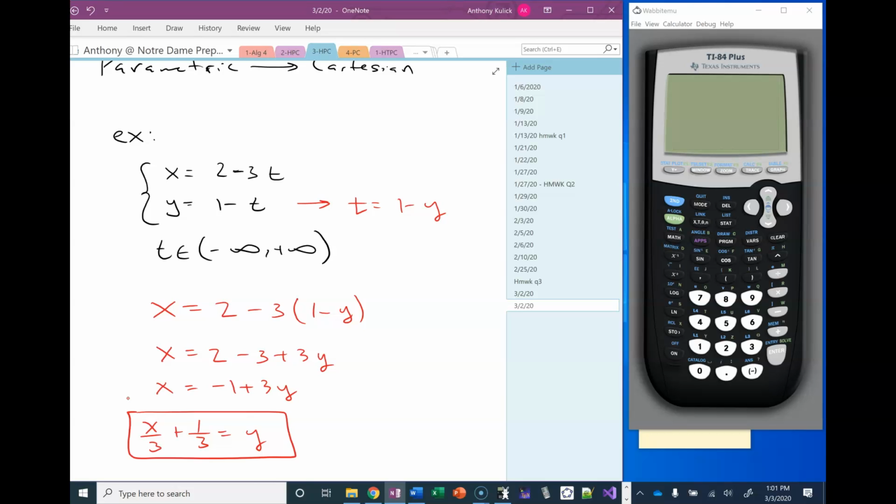Well, there's something else we should talk about here. So in parametric form, we're mostly concerned with the interval over which t is defined. In Cartesian form, we'd be mostly concerned with the domain and range. So let's talk about how we can get the domain and range from our parametric function. Okay?